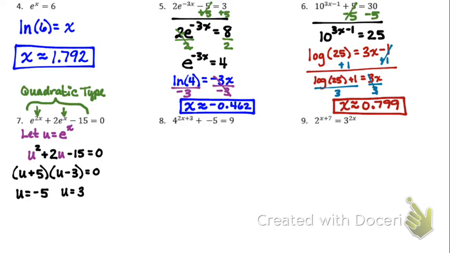Am I finished? No. Now I'm going to take that e to the x and substitute it back in the place of the u so that we can finish solving this. E to the x equals negative 5. And e to the x equals 3. Now what could I do? Now I can do a natural log. So the first one, e to the x equals negative 5, what would that one look like if I write it as a natural log?